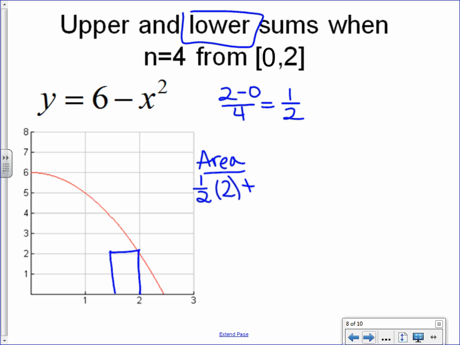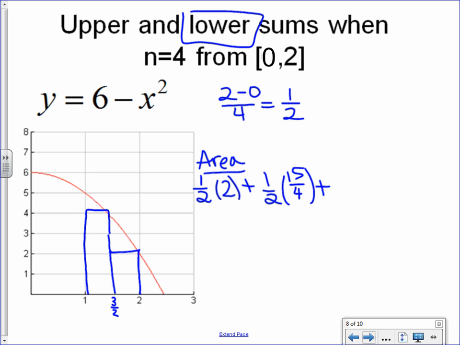Okay? Our next rectangle, these have width of 1/2, so it's going to stretch from 1 to 1.5, right? And when x is 3/2, where are we? Not a whole number. It's 6 minus 9 fourths, which is? Who's got it? 15 fourths? Yeah, 15 fourths. Yeah.